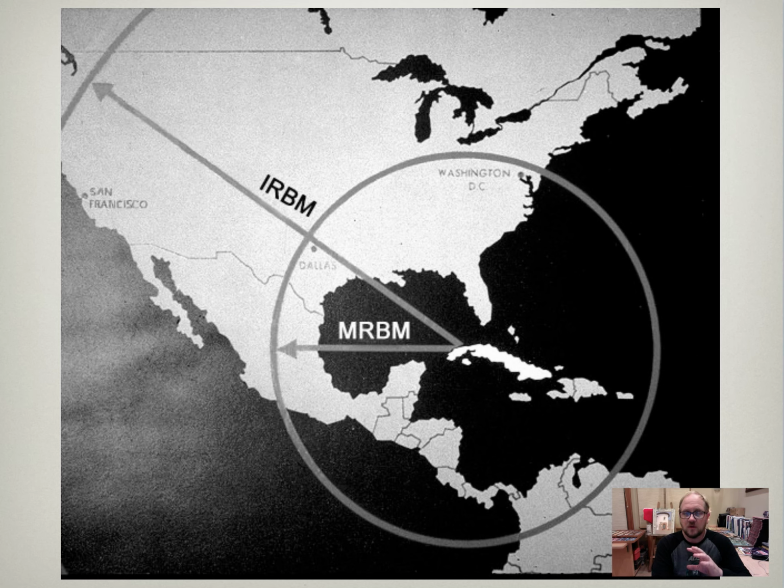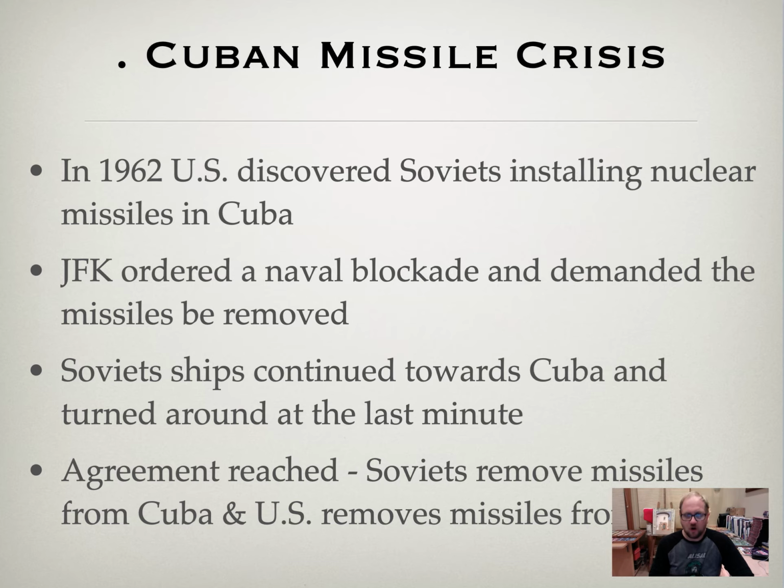So Kennedy was going to take a very hard stance on this. JFK will order a naval blockade and demand the missiles be removed. Very tense situations. The ships coming into Cuba with this naval blockade keep coming. Eventually, they'll turn around at the very last minute. An agreement will be made eventually between the Soviets and the Americans to remove the missiles from Cuba, with the agreement that the missiles that the U.S. has will be removed from Turkey as well.